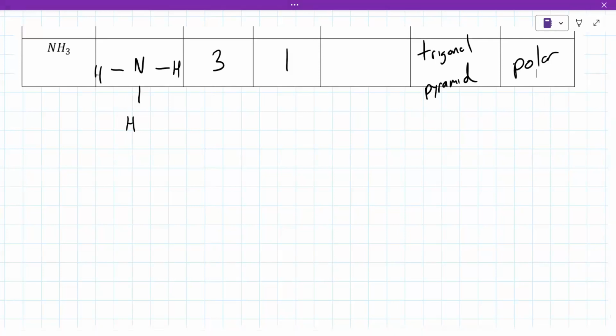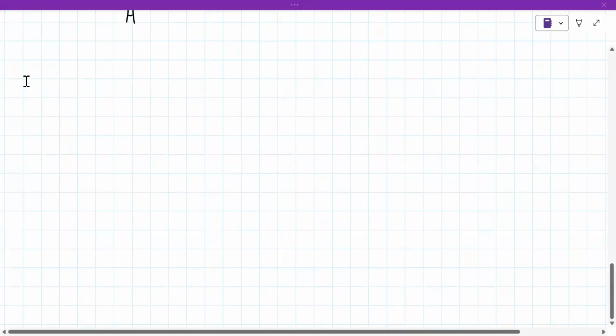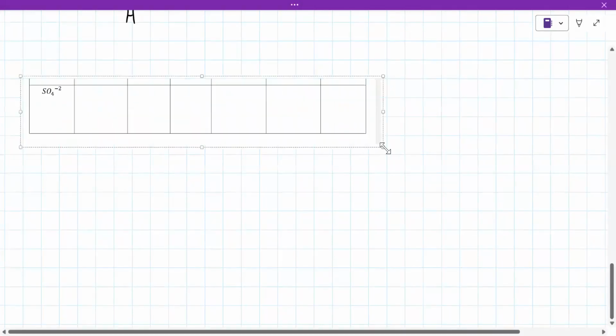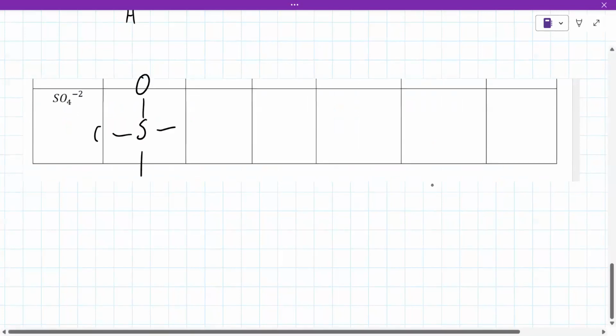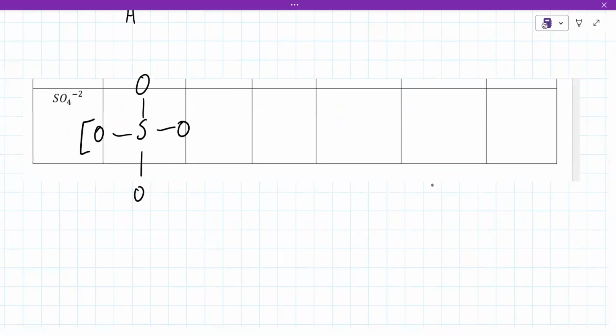So the next one here is SO4 2 minus. This one's a tiny bit different because it's 2 minus, but there's an S in the middle, and O, O, O, and O. And then I think you just put the 2 minus, for example, here, or -2. Okay.